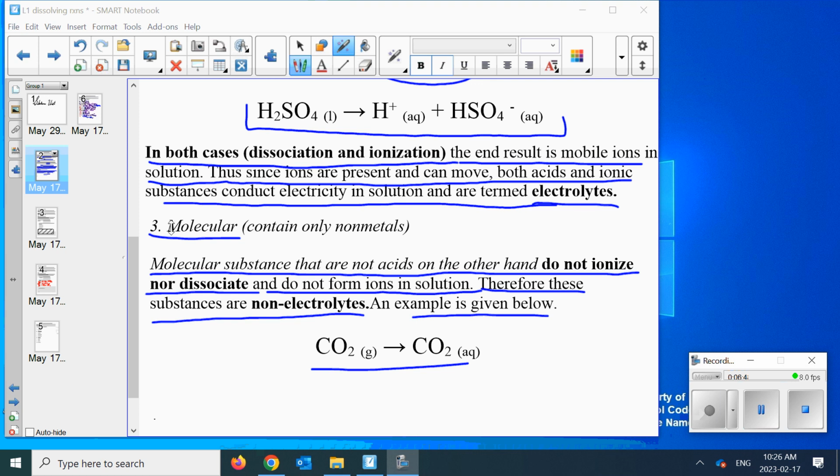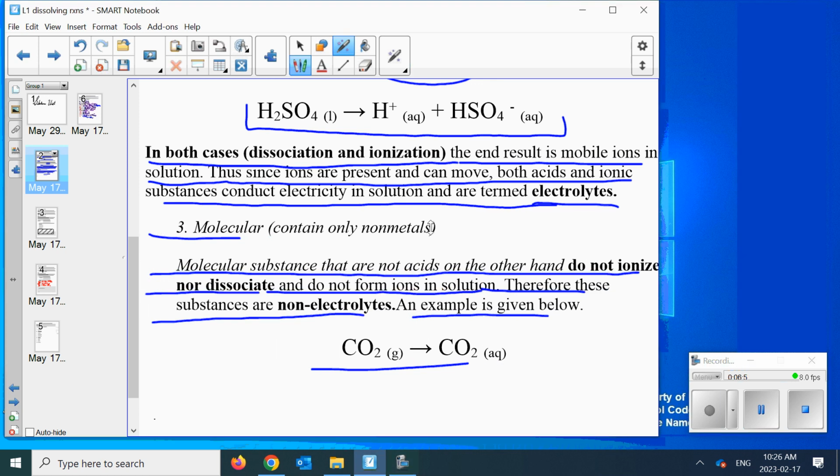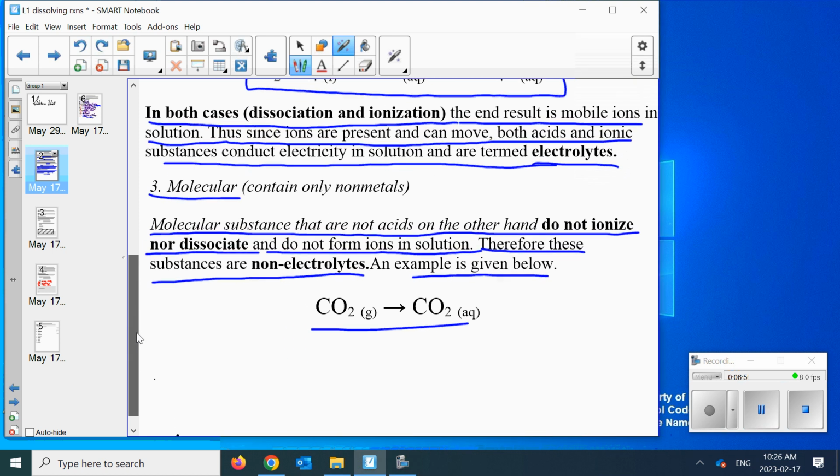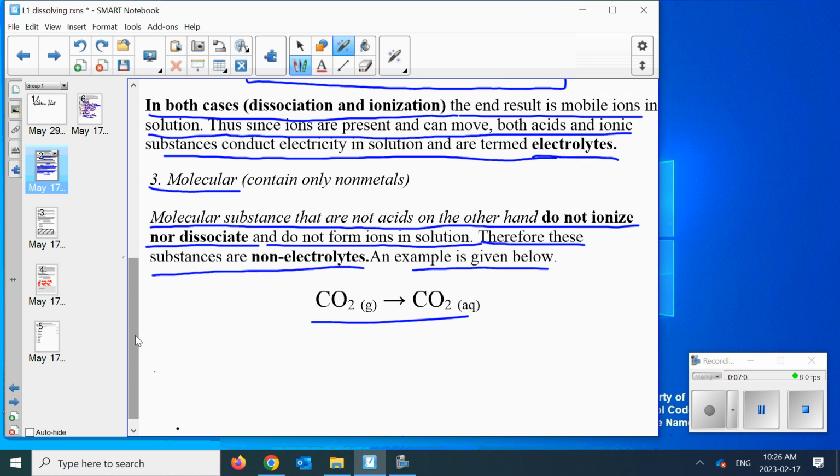Molecular substances, the third type, only non-metals as far as we're concerned. Molecular substances that are not acids, on the other hand, do not ionize nor dissociate. They don't come apart. They don't form ions in solution because molecular substances are not formed with ions. Therefore, these substances do not conduct electricity. They're non-electrolytes. An example is given below. From left to right, all you do is CO2 gas, arrow, CO2 aqueous. There's nothing to do other than change G or S to AQ.